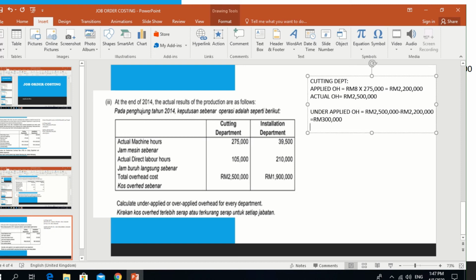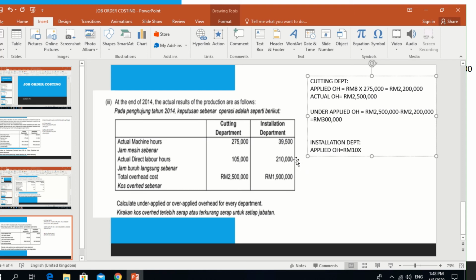Okay, so now another department, installation. Installation department. So for installation department, applied overhead. Okay, POR yang kita dapat mula-mula tadi, RM10. Dan kita multiply dengan basis, iaitu direct labor hours basis. So direct labor hours actual for installation department is 210,000 hours.